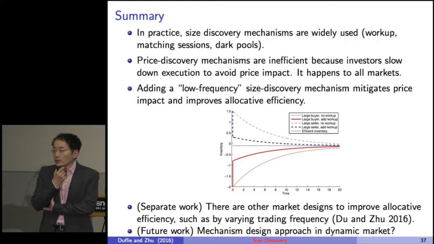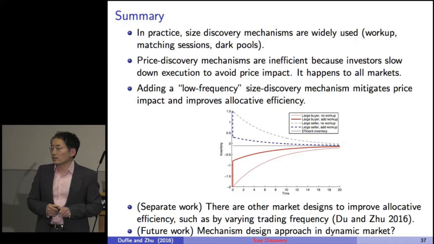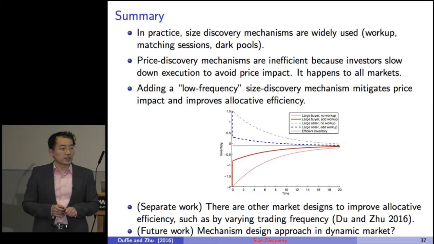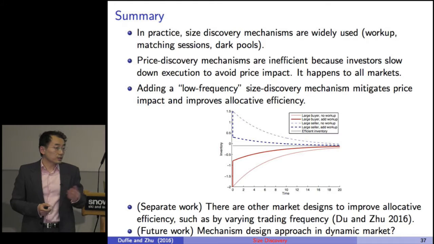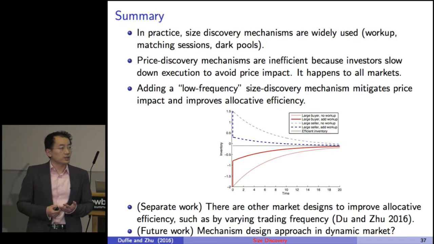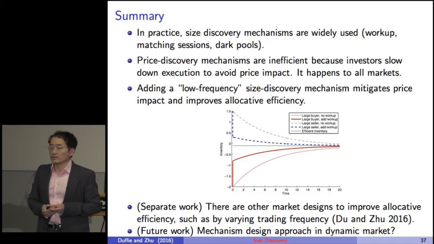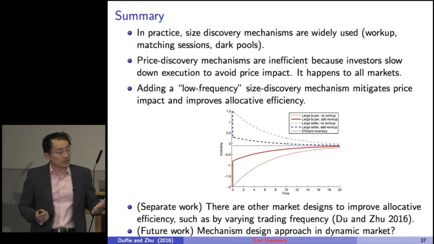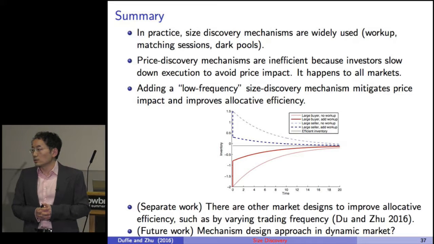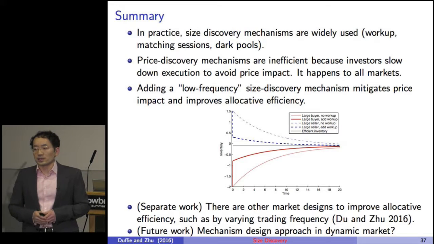In this paper, we look at size discovery mechanisms. This is broadly motivated by the fact that these mechanisms are used a lot in financial markets. And we argue that they are used a lot and useful for investors and intermediaries because they can mitigate this strategic avoidance of price impact. Price discovery mechanisms are good, but once people are strategic, they are too slow in reallocating assets. Therefore, the right combination of heterogeneous mechanisms in general could deliver better allocation. And we showed one example of this in the low frequency size discovery.